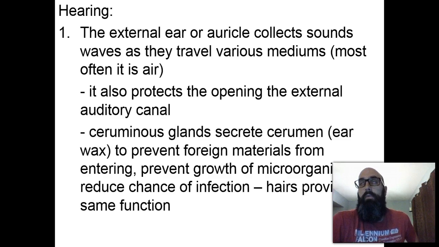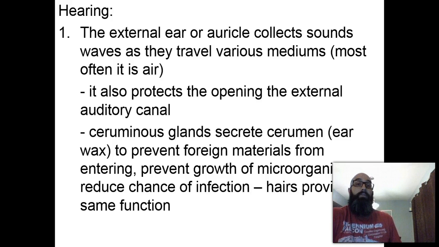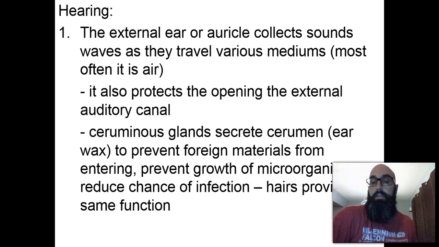The other purpose of the external ear is that it protects the opening to the external auditory canal. You have a couple of things that help out with that. You have what are called ceruminous glands. They secrete cerumen, which is just earwax. The purpose of earwax is that it prevents foreign material from entering. This can be anything from something as simple as water to microorganisms, and it helps reduce the chance of infection. And if you've ever had an ear infection, you know how painful those are, and if you've had one as an adult, you know that it can cause things like vertigo.